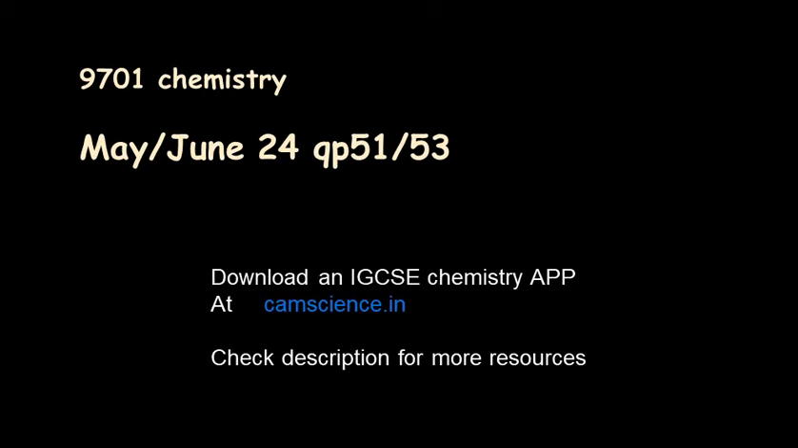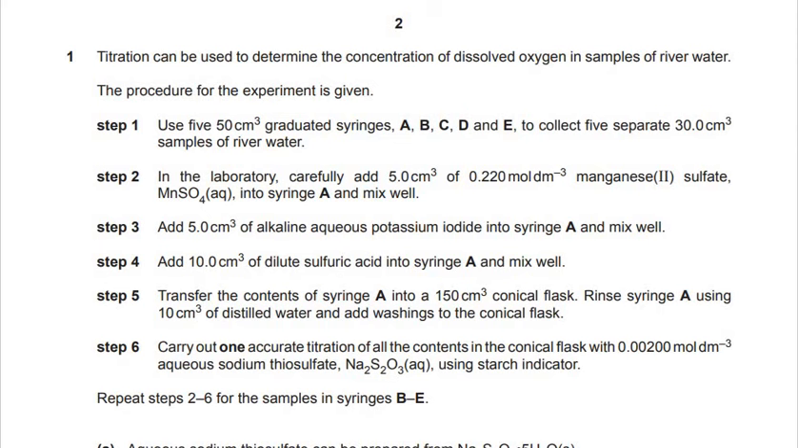So in this video, we are going to discuss the 9701 chemistry paper of examination series May-June 2024, the question paper 51 or 53. And let's start with question 1 in this video. So here is question 1, which says titration can be used to determine the concentration of dissolved oxygen in samples of river water. And the procedure for the experiment is given here.